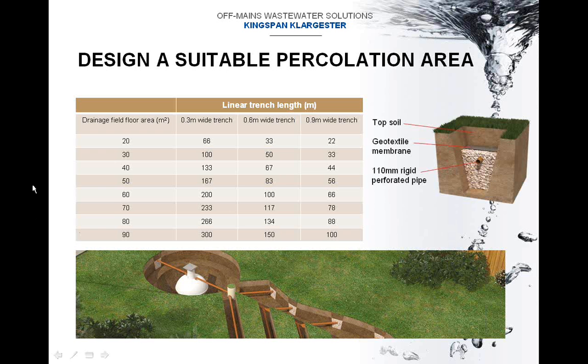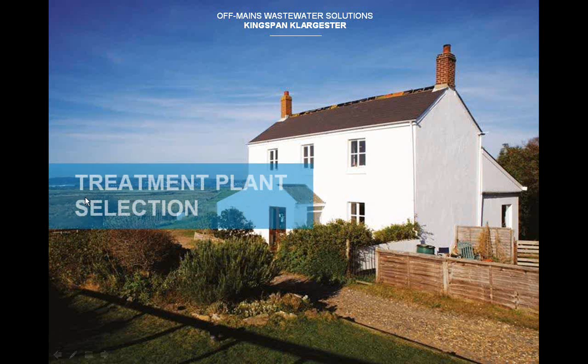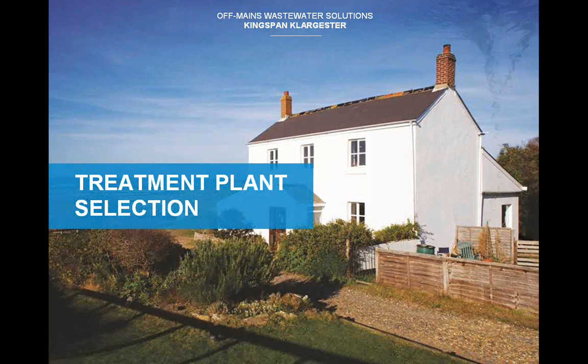From these results, we can calculate how much soak away is required from the septic tank or sewage treatment plant. Once we have our figure A, we can then divide by the trench width, which is typically 0.6 of a metre, to give ourselves a linear meterage of soak away requirements. Next, we move on to treatment plant selection.